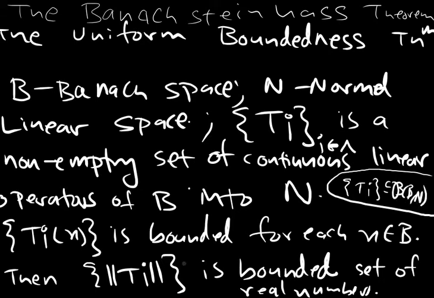So this condition is the conclusion. What is the uniform boundedness principle? You have a family of operators, linear and continuous maps from a Banach space to a normed linear space, and the set Ti of x is bounded for each x belonging to B. Then the norm of Ti is in fact a bounded set of real numbers, or the set Ti in the bounded linear maps from B to N is a bounded subset.